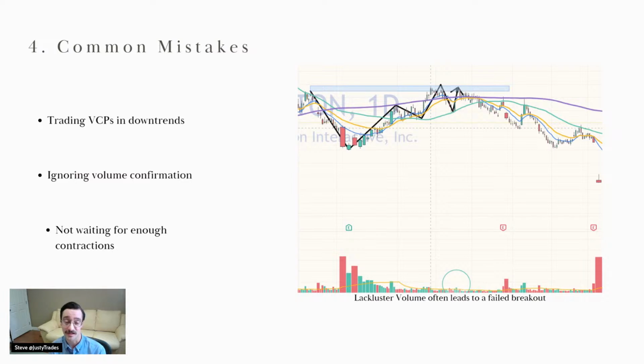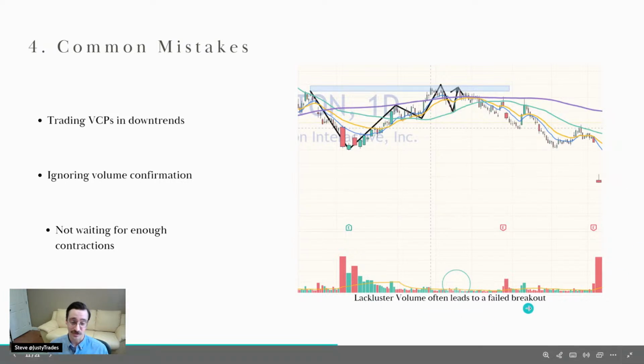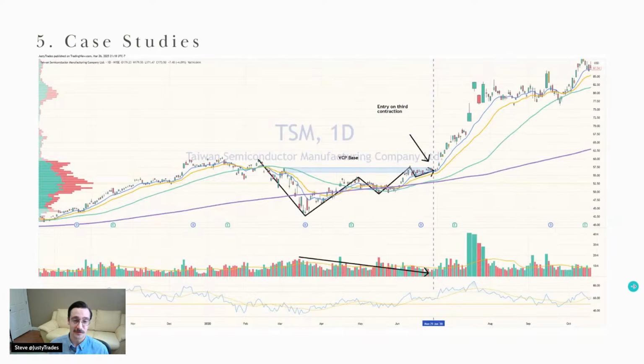And the last thing is not waiting long enough for multiple contractions. A lot of people want to jump into these trades. They think it looks really good. Maybe they're like, oh, it's a cup and handle or something. But 1, 2, 3 is okay. 2 is definitely sus. And I like the 5 ones where it's really accumulated and showing the incentive to build a solid base for shelf. Remember, the bigger the base, the larger the space. So lackluster volume often leads to the failed breakout. We want to avoid that. Now we're cooking.